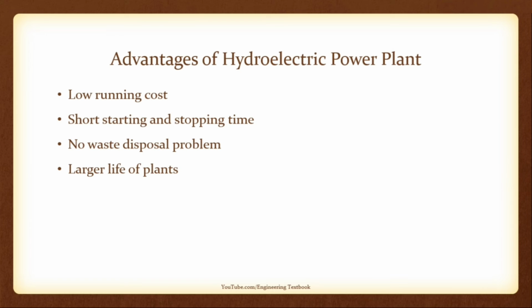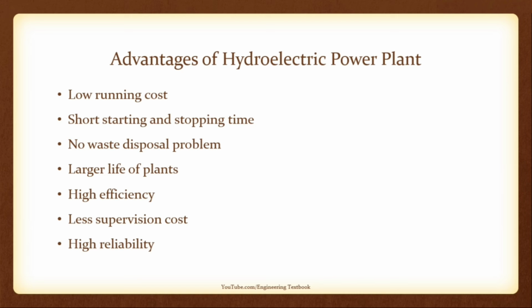Larger life of plants. The plant has a comparatively long life, 100 to 125 years as against 20 to 45 years of a thermal power plant. High efficiency. These plants have high efficiency over a wide range of loads as compared to other power plants, and most important is that the plant efficiency does not change with age. Less supervision cost. These plants require very less supervision staff, therefore the cost of supervision is less. High reliability. These plants are highly reliable as compared to other power plants.